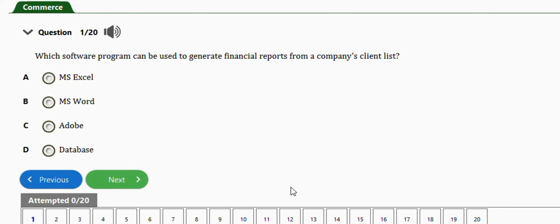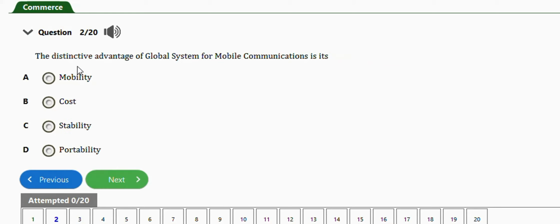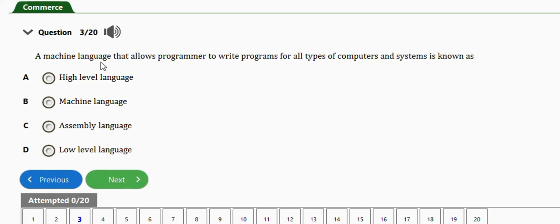The first question I have here says, which software program can be used to generate financial reports from a company's client list? So it's obvious, it is Microsoft Excel. Okay, very important, guys. Let's take the next question. This one says the distinctive advantage of global system for mobile communication is ease mobility. Option A. Okay, next question. The machine language that allows programmers to write programs for all types of computers and systems is known as high level language. Option A. Okay, take notes.